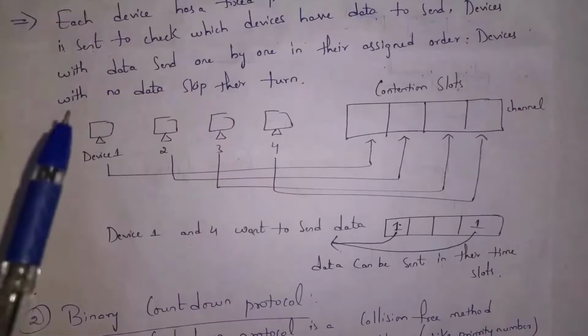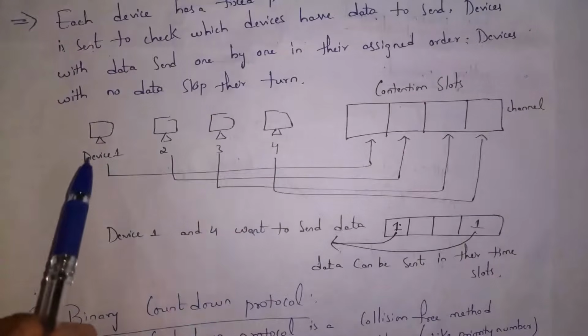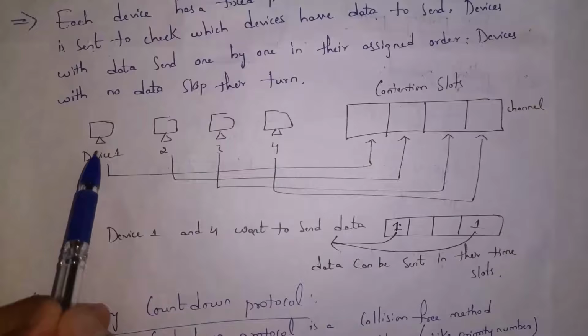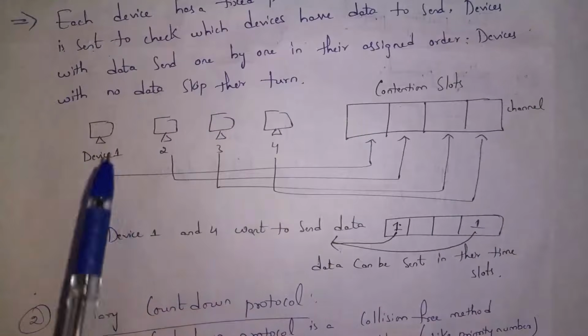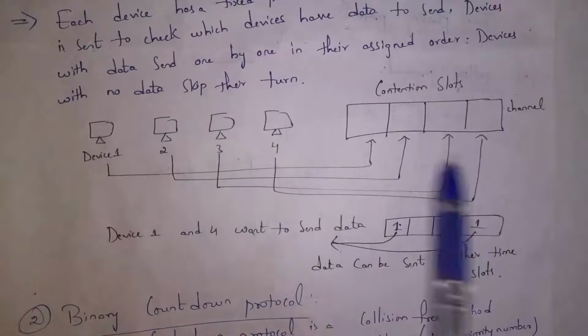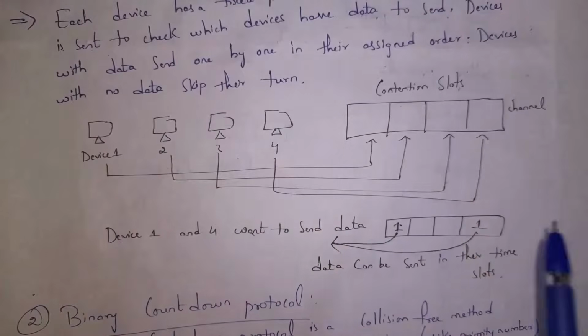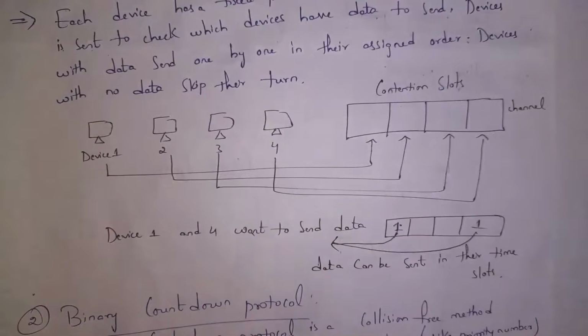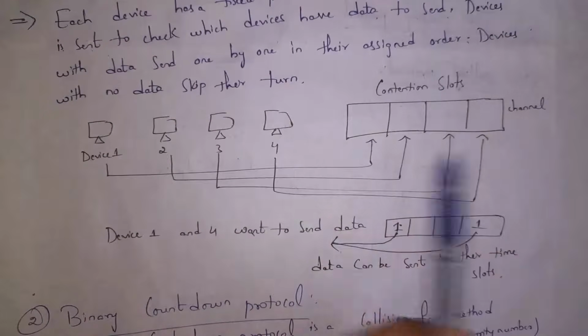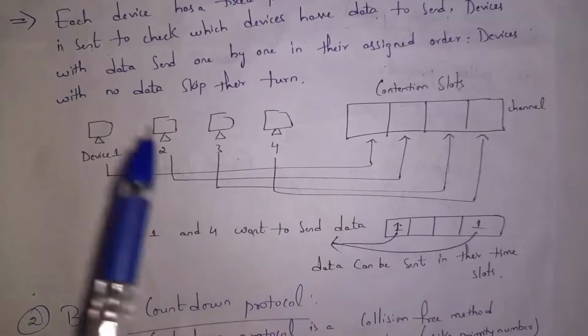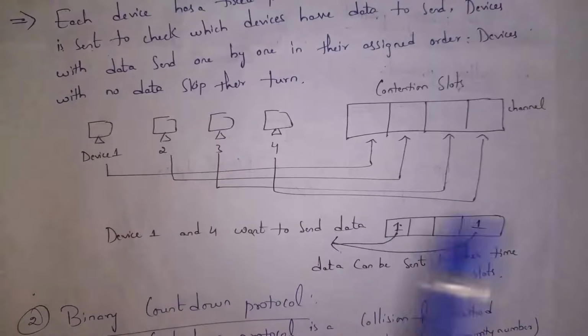For example, there are 4 devices in the network. Device 1 is in first position, so the first time slot is given to device 1. Similarly, the second time slot is given to device 2, the third time slot to device 3, and the fourth time slot to device 4. The channel is nothing but a single cable. Through a single cable, each device can send data at its particular time slot.